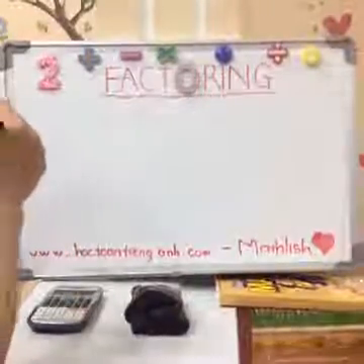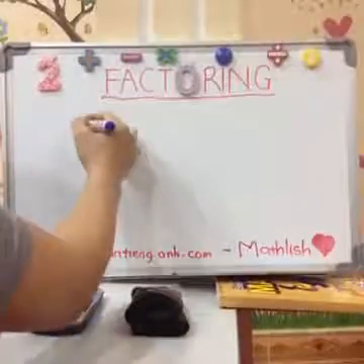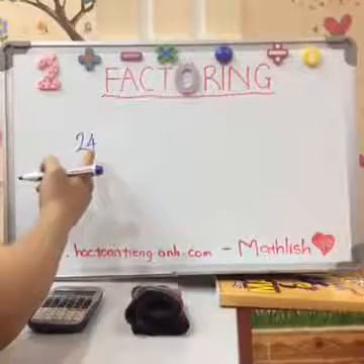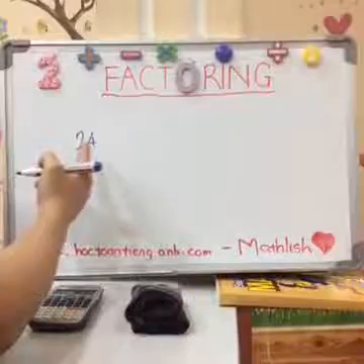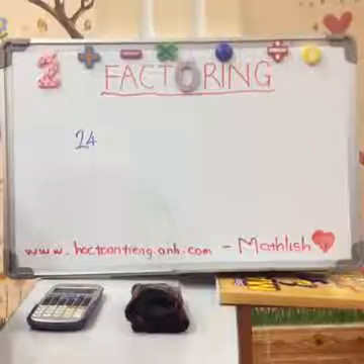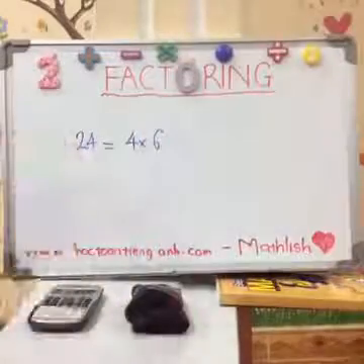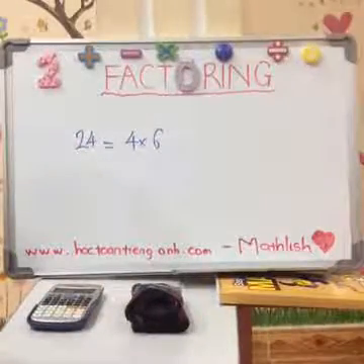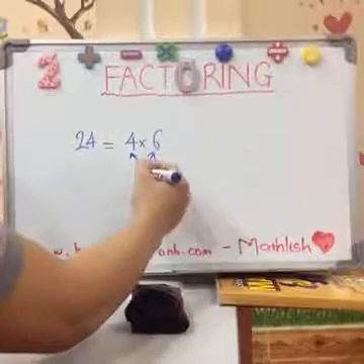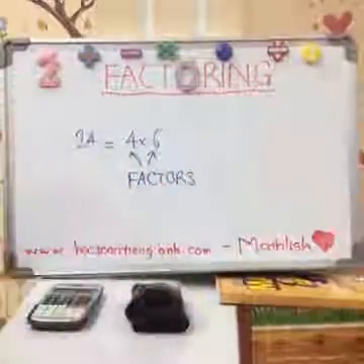So, let's see another example. Let's factor the number 24. For this one, I think I will use my multiplication table. Well, 4 times 6 equals 24. So, that means that 4 and 6 are factors of 24.